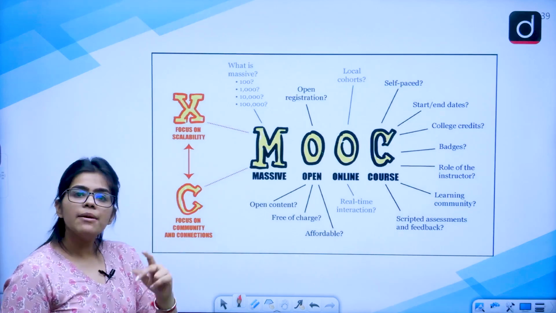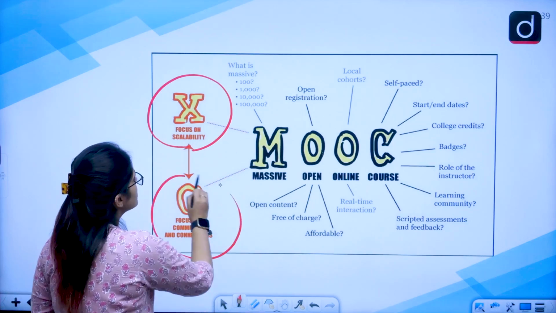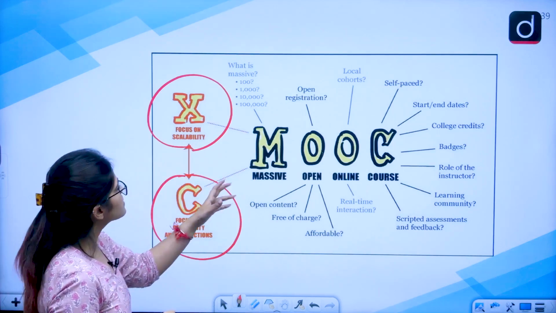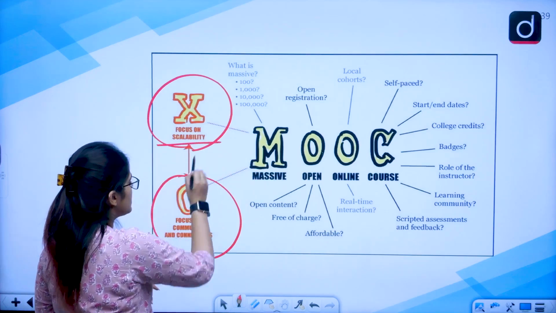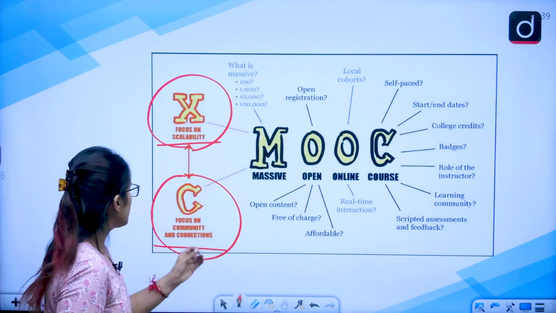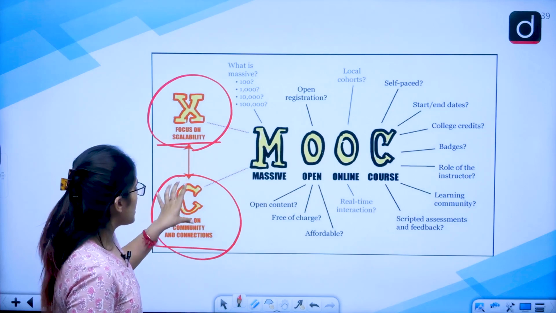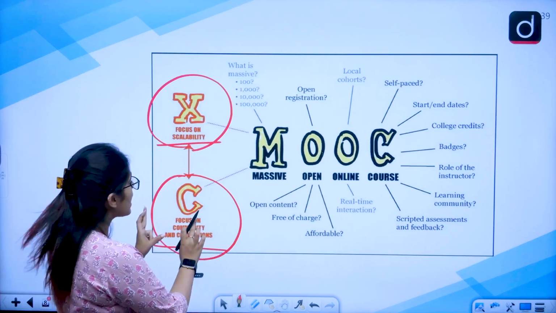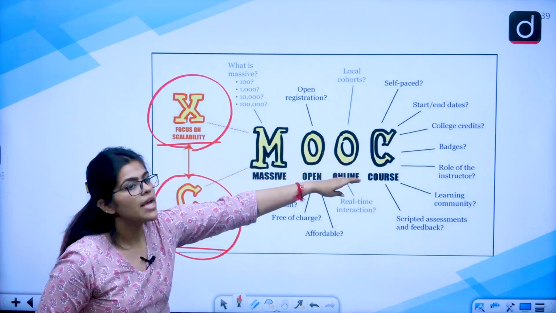There are two types of MOOC courses. You have X MOOCs and you have C MOOCs. Connectivist MOOCs, and you have the X MOOCs that focus on scalability, C MOOCs that focus on community building and connections. So C stands for what? Community focused and connections. What is MOOC? MOOC is massive open online course.